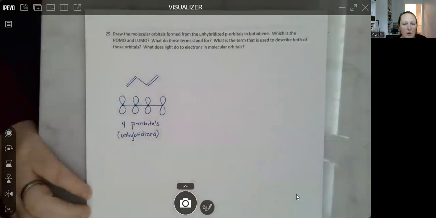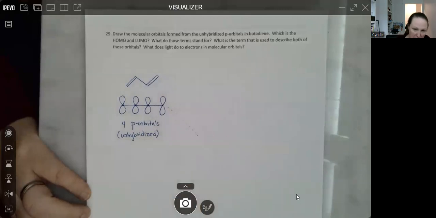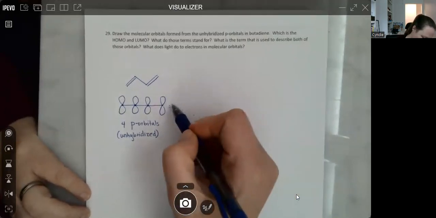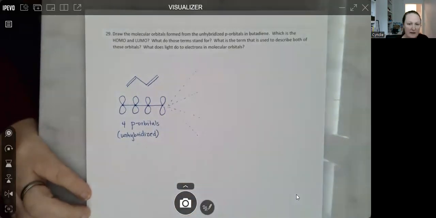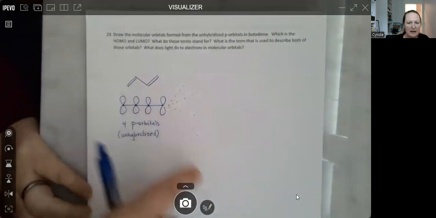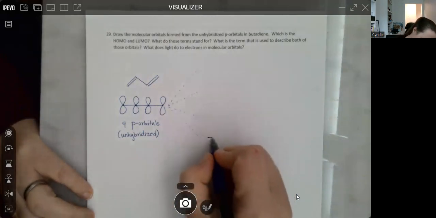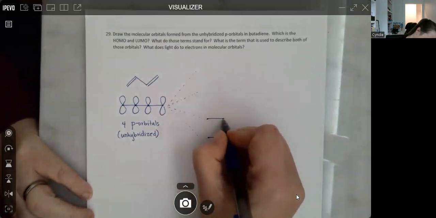Okay, so when we use these to form molecular orbitals, because we took 4 p orbitals, we are going to form 4 molecular orbitals, because that's one thing that molecular orbital theory tells us, right? The number of atomic orbitals combined equals the number of molecular orbitals formed. So we're going to have a series of 4 different molecular orbitals.